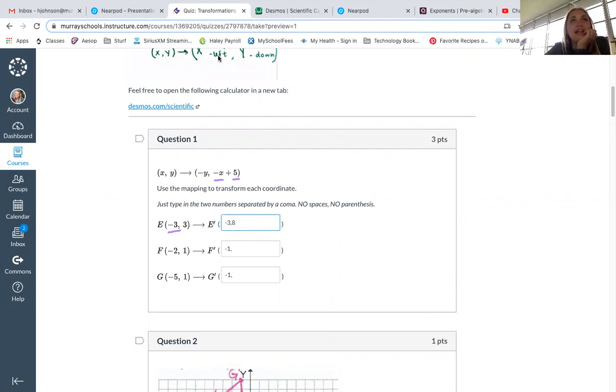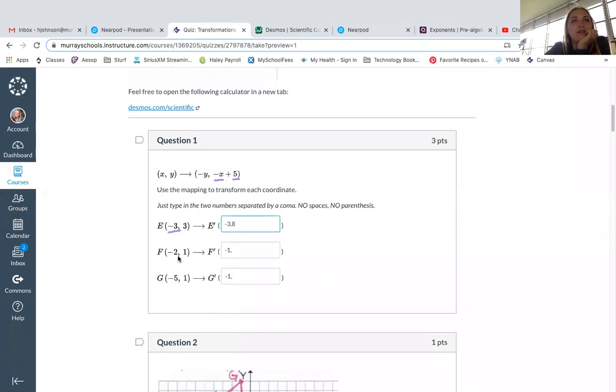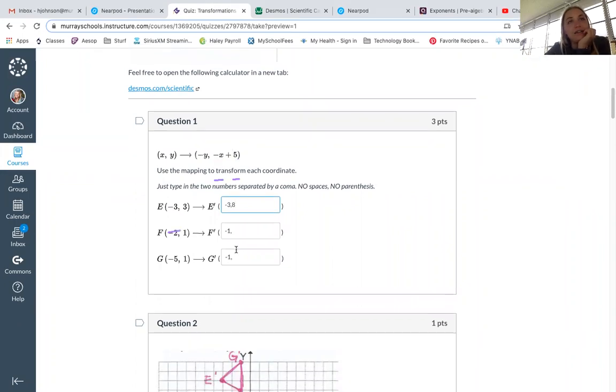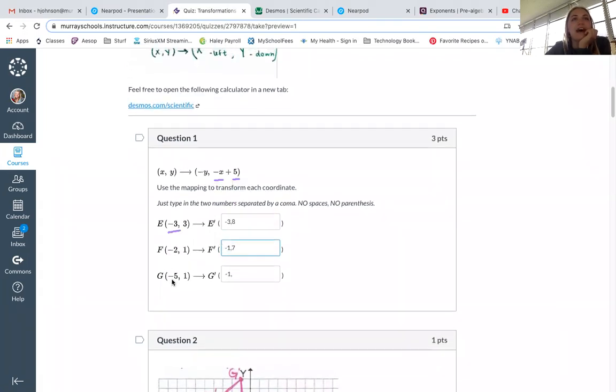Okay, so then let's look at the next one. We've got this negative 2 here, and I'm going to change it to a positive 2, plus 5 gives me 7. Okay, and lastly, I've got a negative 5. I'm going to change the sign and make it a positive 5. Plus 5 is 10. So there are my 3 answers for question number 1.